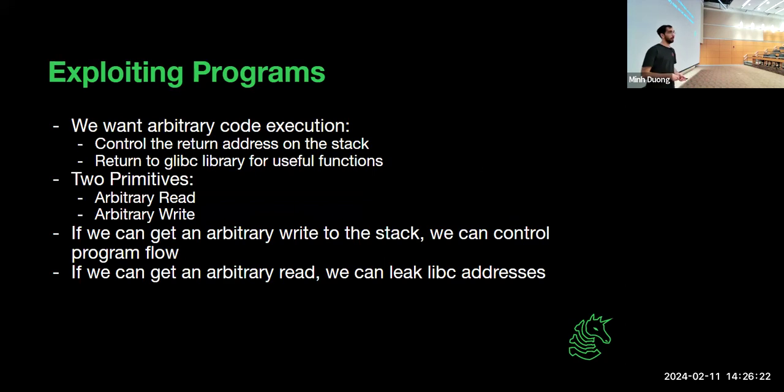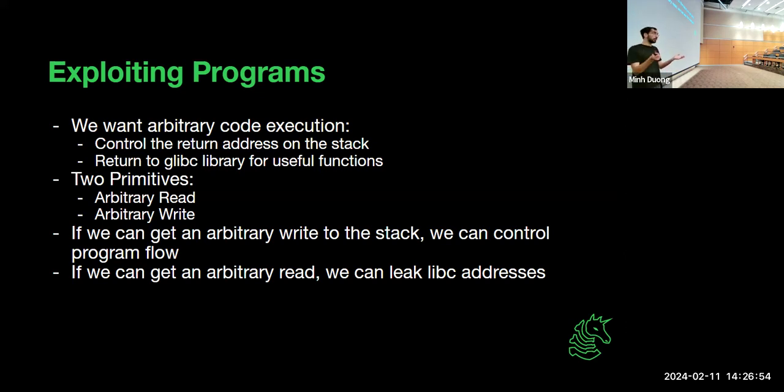So changing gears for a bit, I want to talk about exploiting programs when we're doing binary exploitation. Our goal is arbitrary code execution. We want to control the return address on the stack, usually, to give us a jump to somewhere unintended, usually the glibc library itself, because there's a lot of useful functions and there's a lot of useful gadgets. We'll talk about gadgets next week, and how return-oriented programming works.